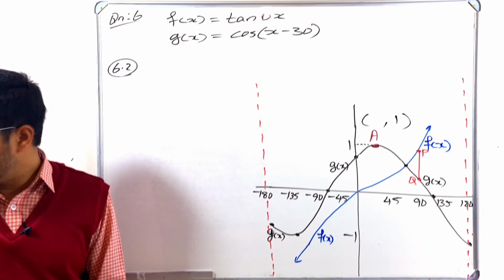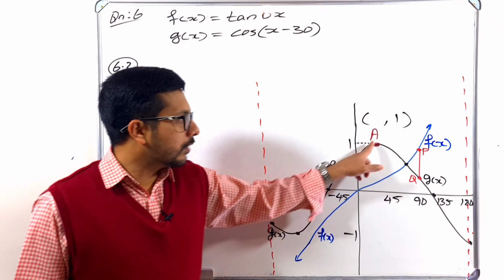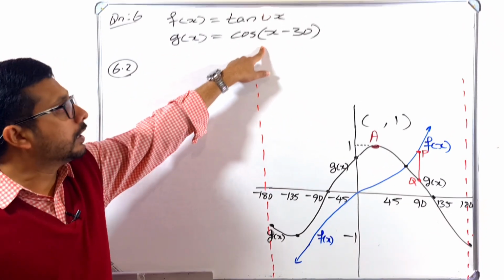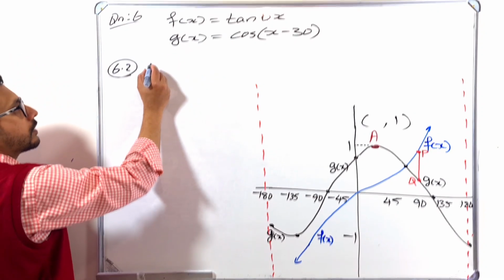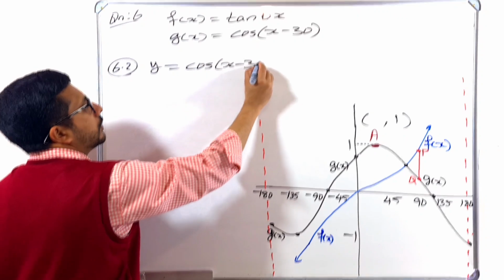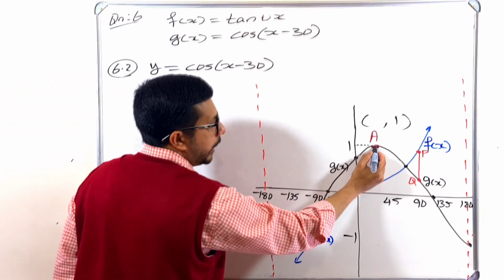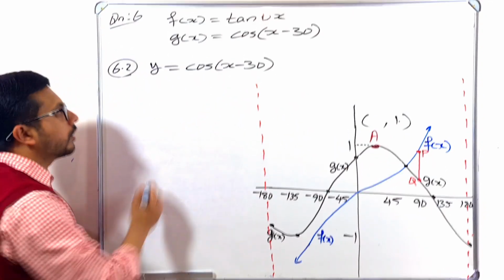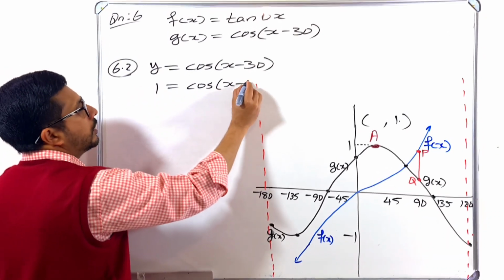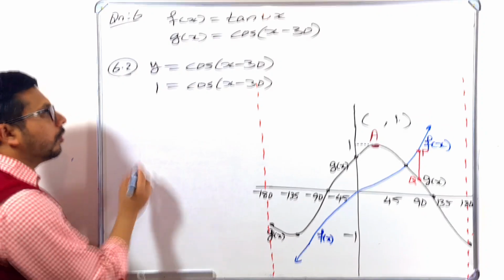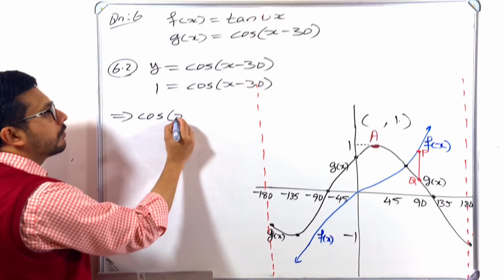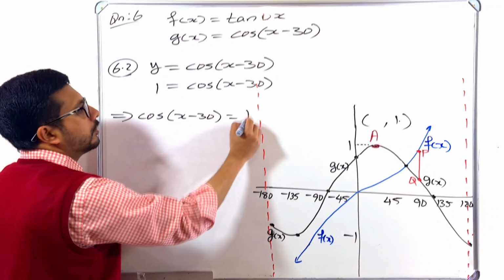Okay, so what is the equation of that? This black one is the g of x graph. Okay, so what is the equation of g of x? Cos of x minus 30. So g of x, that is the same as y. y is equal to cos of x minus 30. So at this point A, what is the y value? It is 1. So we can substitute 1 is equal to cos of x minus 30. Or let me write it vice versa. Okay, cos of x minus 30 is equal to 1.